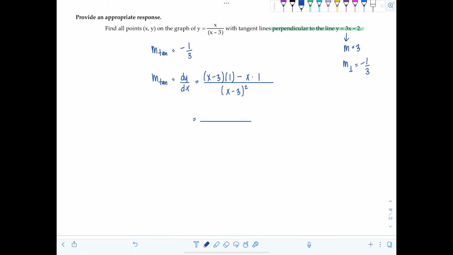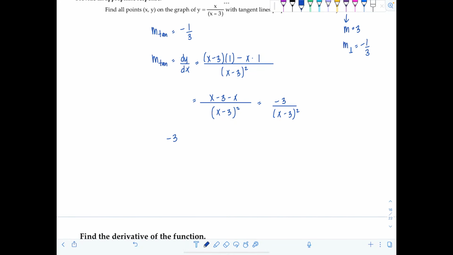So we have x minus 3 minus x over x minus 3 squared. So that's just negative 3 over x minus 3 squared. So this gives me the slope of the tangent line at any point to the curve x over x minus 3. Well, I want to know specifically, where is this equal to negative 1/3, right? So I'm going to set my derivative equal to negative 1/3.